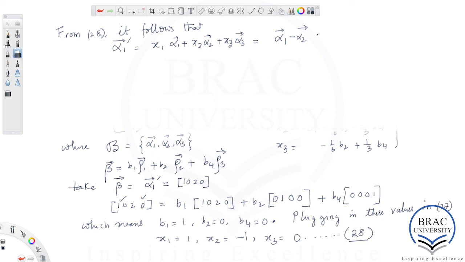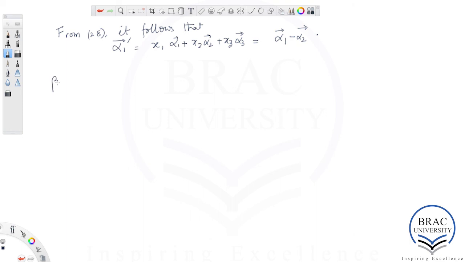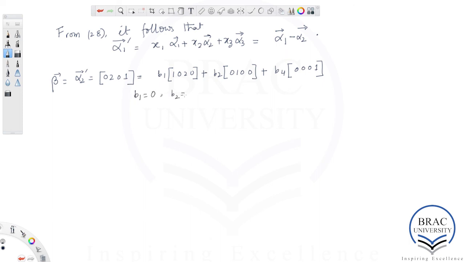Now, following exactly the same procedure, take beta to be alpha 2 prime, which is this row vector 0 2 0 1. Okay, in this case 0 2 0 1 is going to be b1 times row 1, 1 0 2 0, and b2 times row 2, which is 0 1 0 0, plus b4 times row 3, right? Row 3 is 0 0 0 1. Okay, from which we see that b1 is equal to 0, b2 is equal to 2, and b4 is equal to 1. So plugging in these values again in 27, one checks that x1 is equal to 0, x2 is equal to 1, and x3 is equal to 0, right?